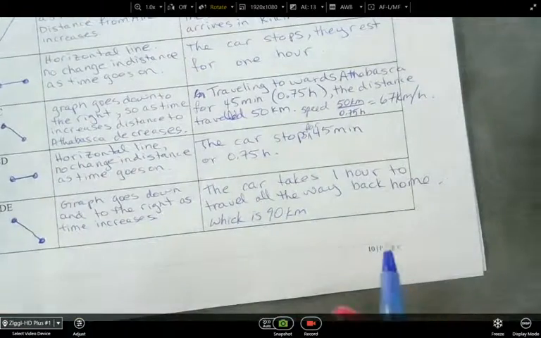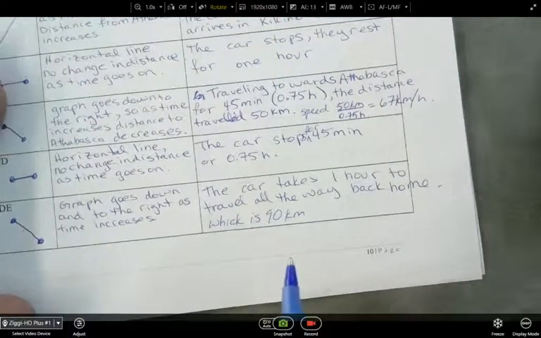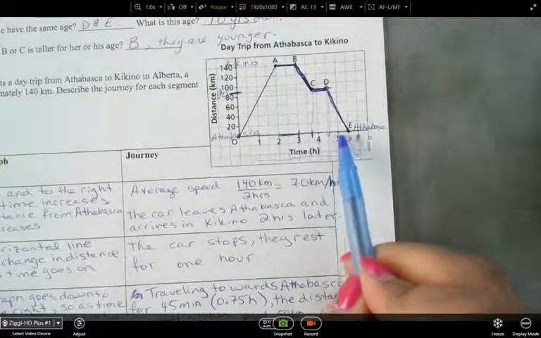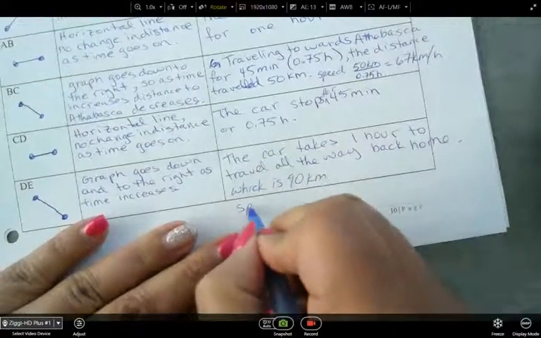And what was their speed on this section of the trip? How much time did they take to go? 1 hour. So then what's our speed? 90 kilometers an hour.